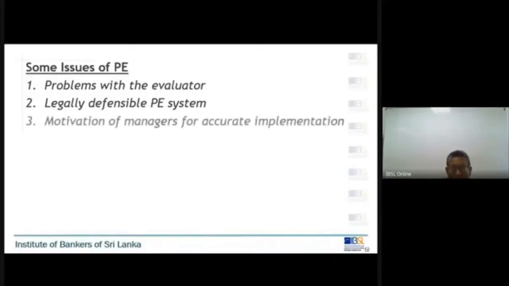Third one, motivations of managers for accurate implementation. The managers are not much motivated by the top management to accurately implement this performance evaluation system. How many of your managers basically pay adequate attention to evaluating you?